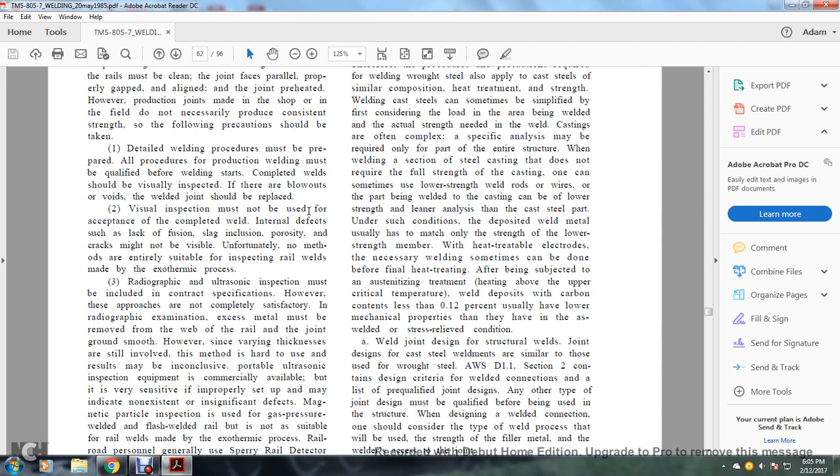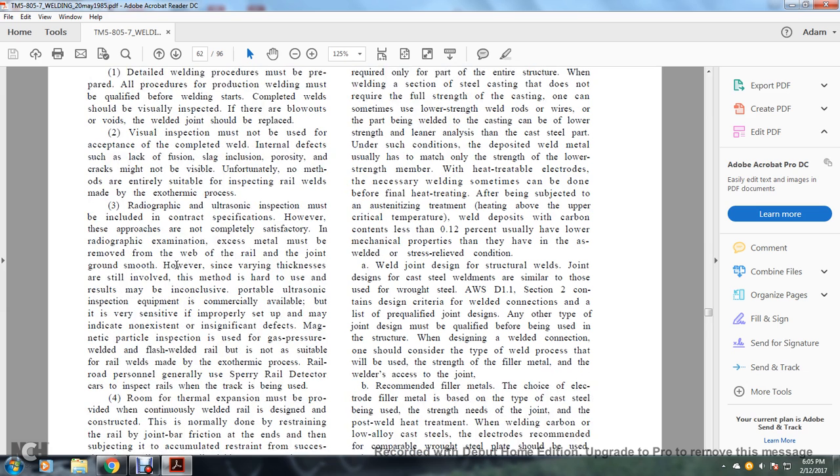Visual inspection must not be used for acceptance of completed welds, since internal defects or lack of fusion, slag inclusion, porosity, and cracks might not be visible. Unfortunately, no method is entirely suitable for the inspection of rail welds made with the exothermic process. 3. Radiographic and ultrasound inspection must be included in the contract specification. However, these approaches are not completely satisfactory.